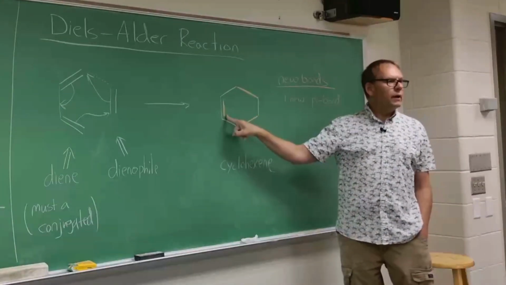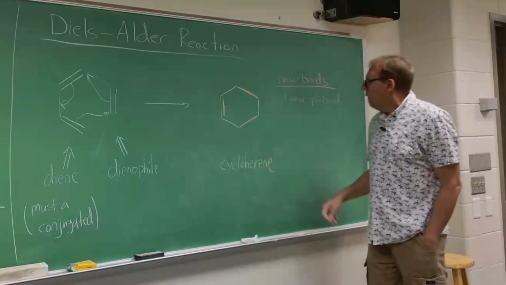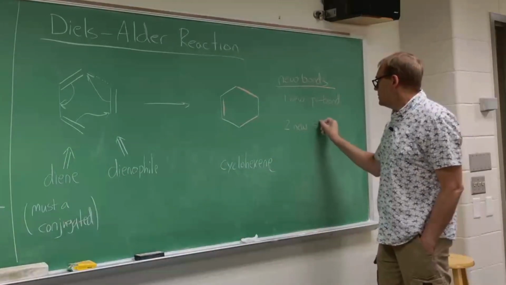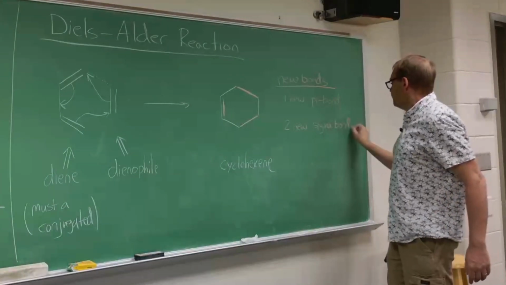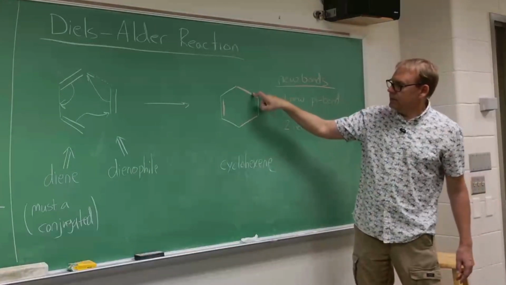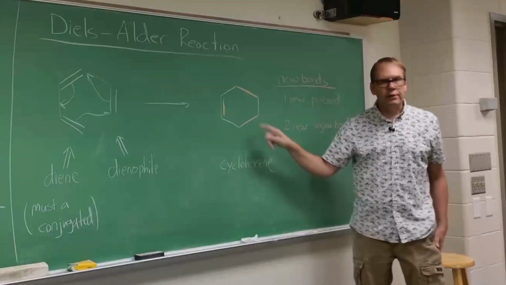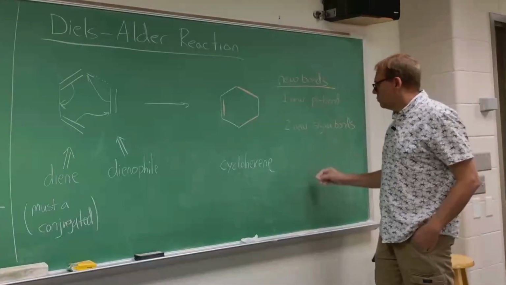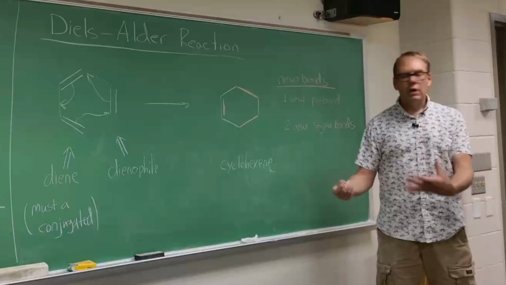That's that bond right there. The pi bond of the double bond is new. And then we get 2 new sigma bonds. That bond is a sigma bond, and that bond is a sigma bond, and those bonds weren't there in the starting material. So those are our new bonds. These are releasing energy. So when you form these new bonds, you get energy out.